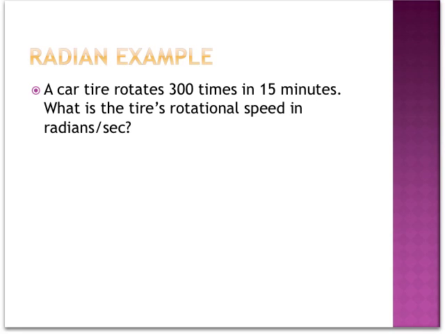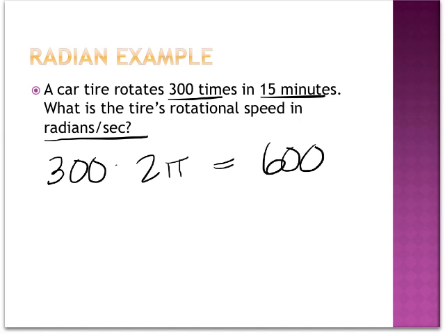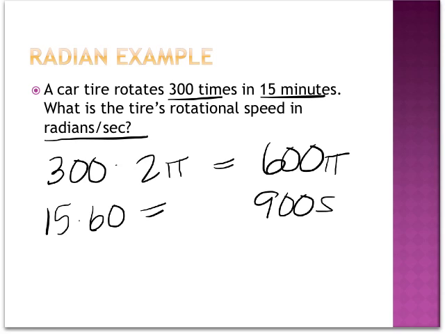And then, same thing. We were rotating 300 times in 15 minutes, but we want to know radians per second. So again, every rotation is 2 pi, so you do 300 times 2 pi, which is 600 pi. My suggestion, leave the pi in there. Don't actually multiply it out until the very, very end. That way you don't have to work with so many decimals. Okay? And then, again, 15 times 60 is 900 seconds. So we've got 600 pi radians, and then we have 900 seconds. We're going to divide those two numbers.